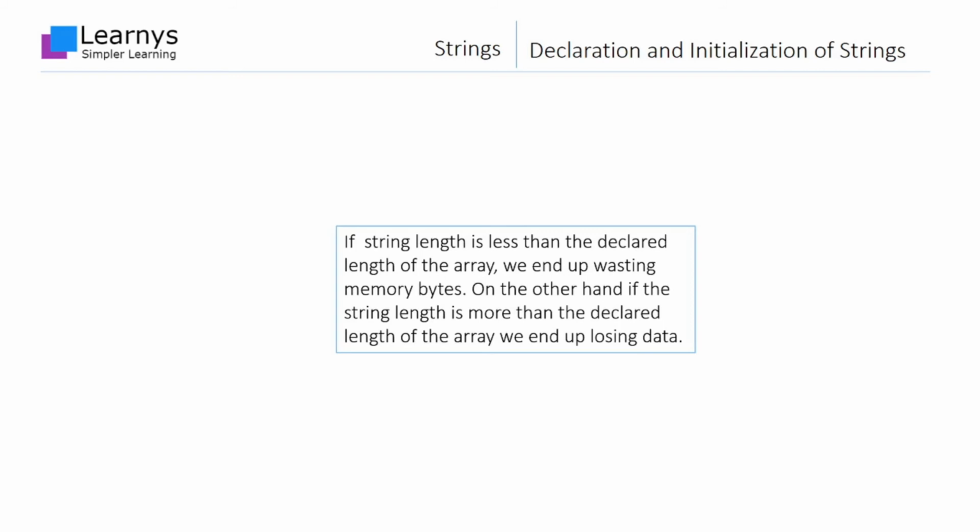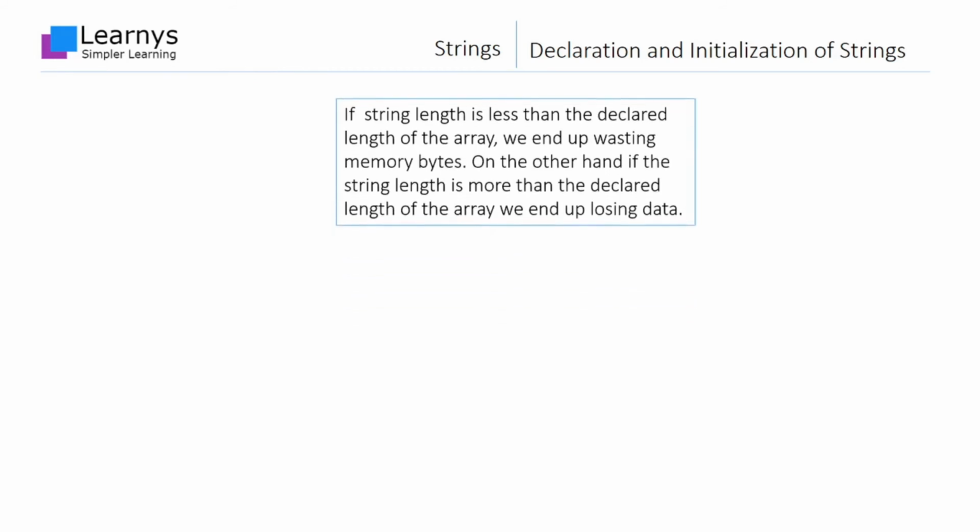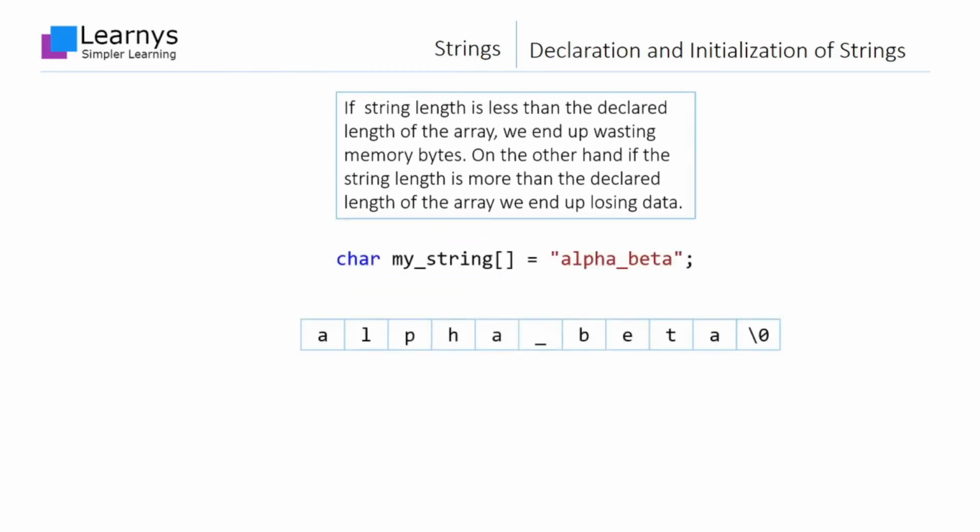The compiler will automatically infer the required size of the array based on the initializer string. See the example on display. The statement allocates a continuous chunk of 11 characters. It stores alpha underscore beta in the first 10 bytes and appends a null character at the end.